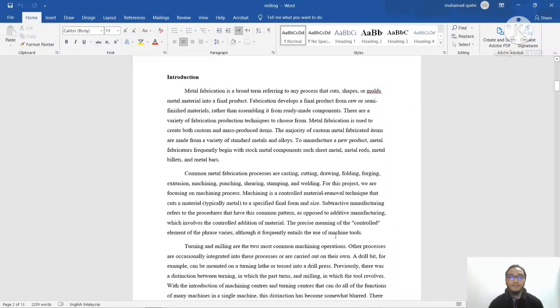Metal fabrication is a term referring to any process of cutting, shaping or molding metal material into a final product. Common metal fabrication processes are casting, cutting, drawing, folding, forging, extrusion, machining, punching, shearing, stamping, and welding. Fabrication develops a final product from raw or semi-finished materials rather than assembling it from ready-made components.